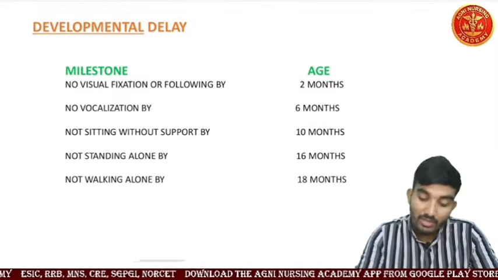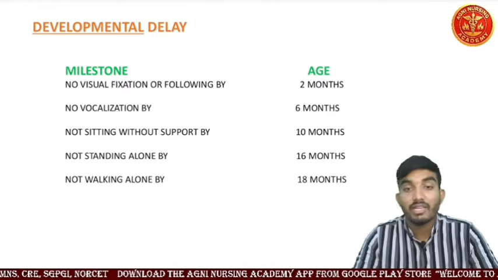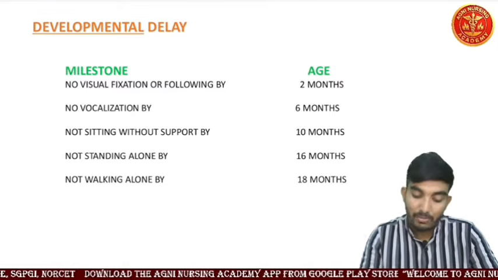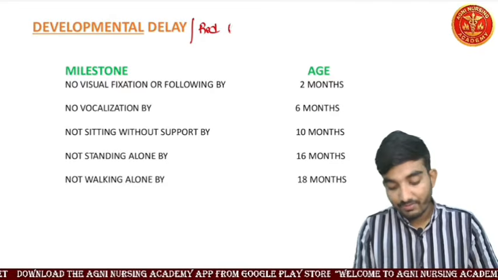If they have not developed up to this month age, then we'll call it a developmental delay. Developmental delay is also called a red flag sign.